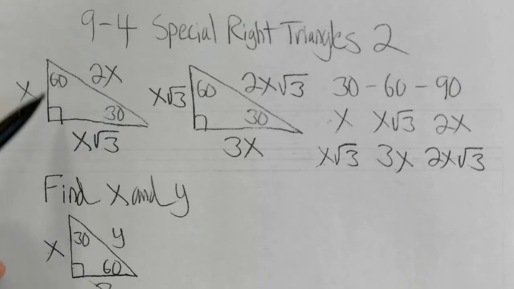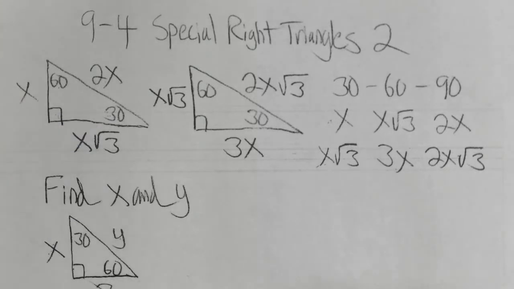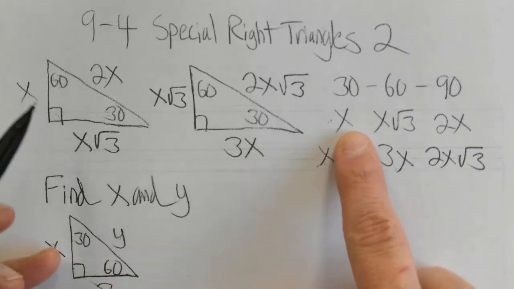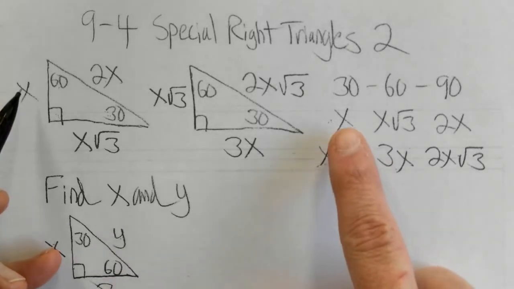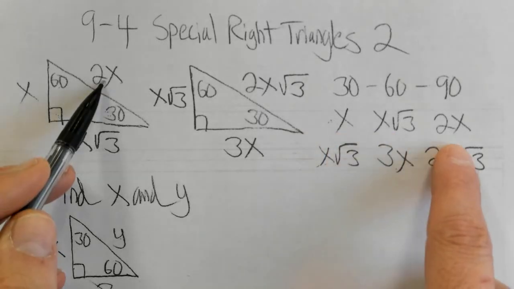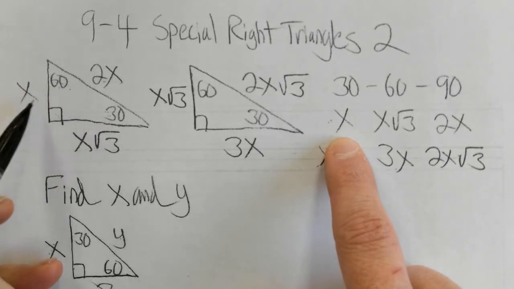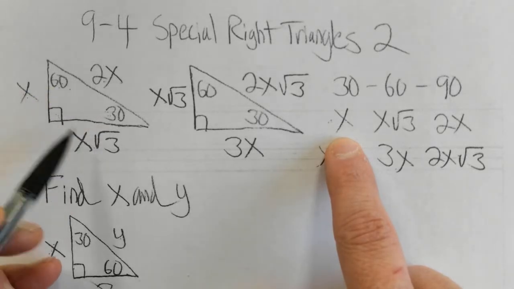Remember, all three of the angles have to add up to 180. 30, 60, 90 adds up to 180. So if you have this pattern 30, 60, 90, then once again, just like last time, there are two patterns to look at. The first one is x, x square root of 3, and 2x. Now, here's the other difference.